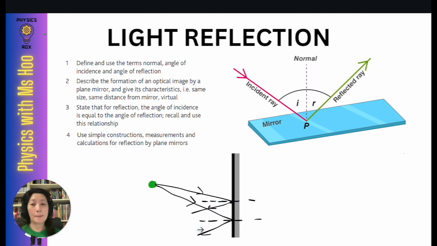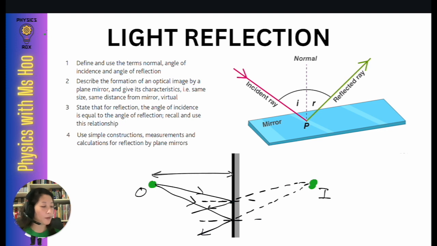To get the position of the image, you need to get the intersection point of the reflected light rays. How do we get that? You need to extend them backwards. So using your ruler, extend them backwards. And if you had drawn them correctly, you will get an image that is at the same line as the object. I'm going to label this O and I. And the distance of the object from the mirror should be equal to the distance of the image from the mirror.